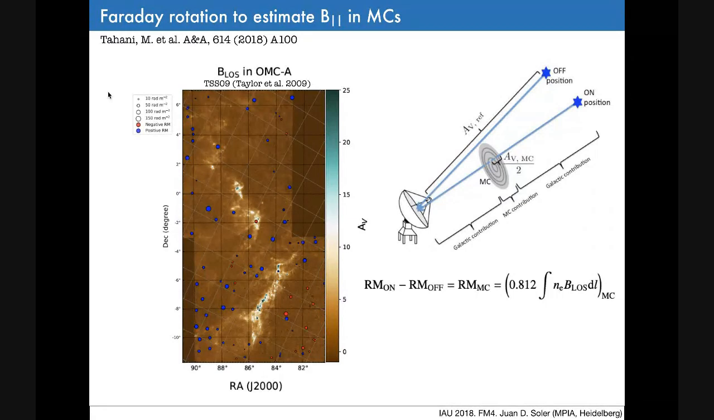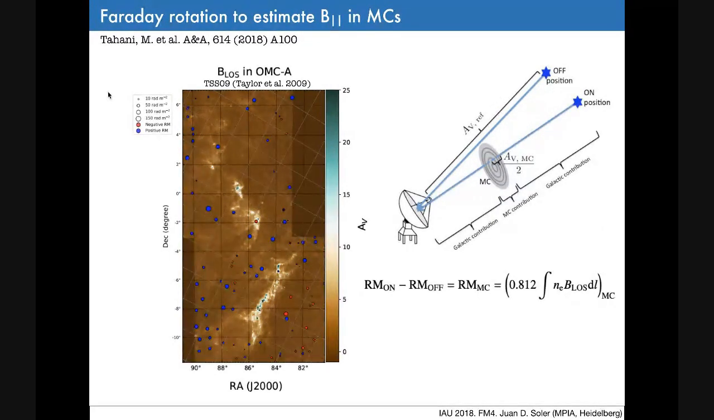You can use those to infer what is the magnetic field that is related to the cloud. And you use a simple trick: you take on and off positions. You know that the background contribution would be the same for the on and off positions. The only difference would be the contribution of the molecular cloud. So there on the right, you see the on and off position. You know that the difference between the Faraday rotation in the on-cloud position and the off position is going to be just the Faraday rotation that is due to the free electrons and the magnetic field in the cloud.